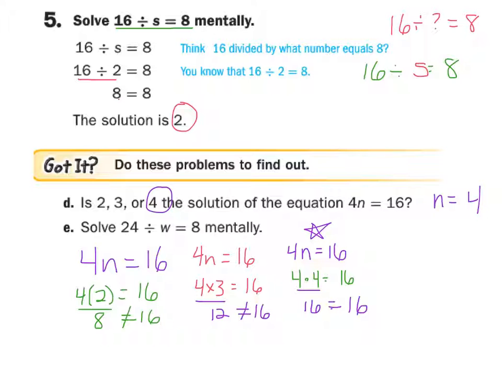And on E, they'd like us to take 24 divided by some missing number and figure out what gives us 8. So 24 divided by what gives us 8? Well, I'm thinking in my head, 8 times what is 24? Okay, and so I know that answer is 3. So w equals 3.